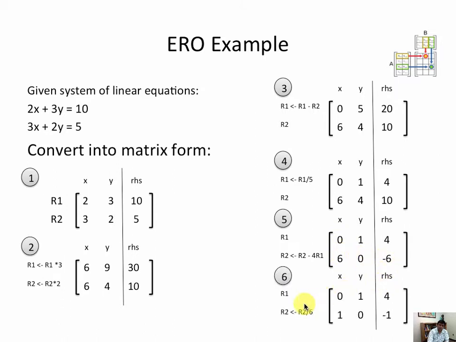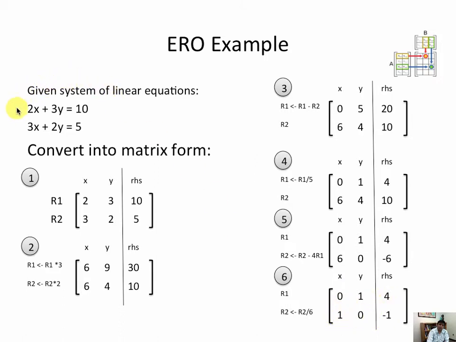And in the final step, we say R1 stays as R1, but R2 we will assign it the value of R2 divided by 6. So 6 divided by 6 is 1, 0 divided by 6 is 0, minus 6 divided by 6 is minus 1. What we have done by performing these steps is we have actually solved the set of linear equations, and y has a value of 4, and similarly x has a value of minus 1.